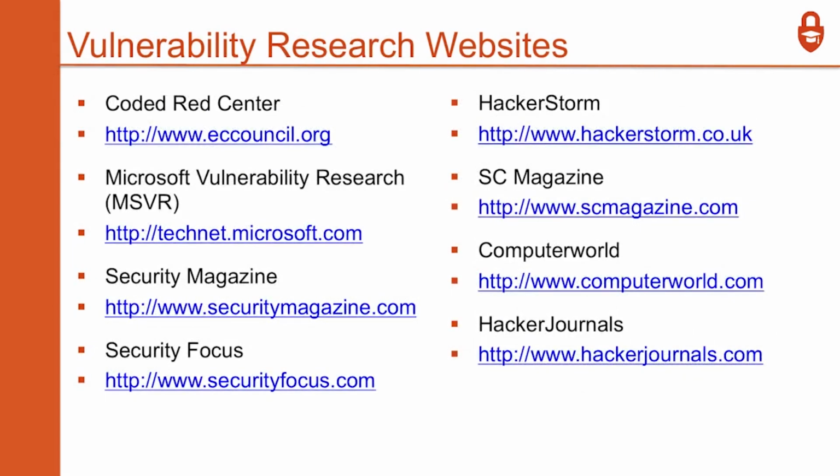So vulnerability research websites, where can we find information? I'm going to tell you right now, most of the stuff in these slides, they just updated this deck, but most of the stuff is old. So don't trust only these sites. Do your own research. So we have the Code Red Center, Microsoft Vulnerability Research, Security Magazine, Security Focus, HelpNet Security, HackerStorm, SC Magazine, Computer World, Hacker Journals, Windows Security.